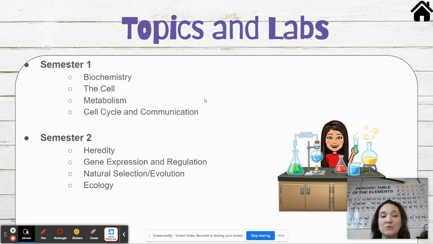And then in semester two, this is where we get into genetics. A lot of people like learning about heredity. We'll talk a little bit about evolution, and then finally ecology. In each of these semesters, you'll have several labs that are associated with each of the outcomes. As you can see, semester one is 4 outcomes, and so is semester 2.